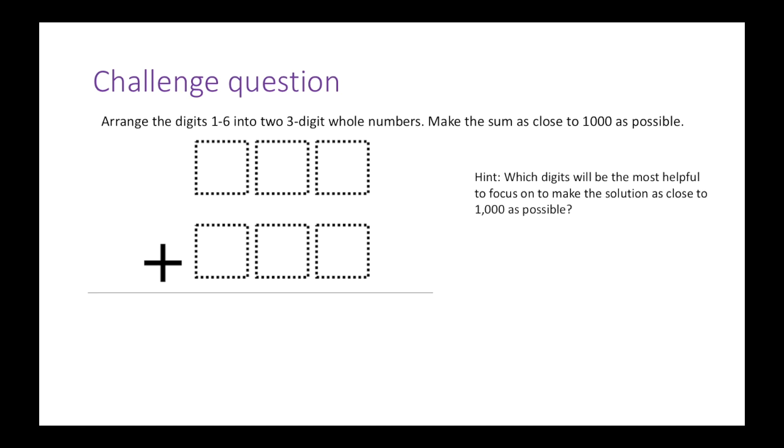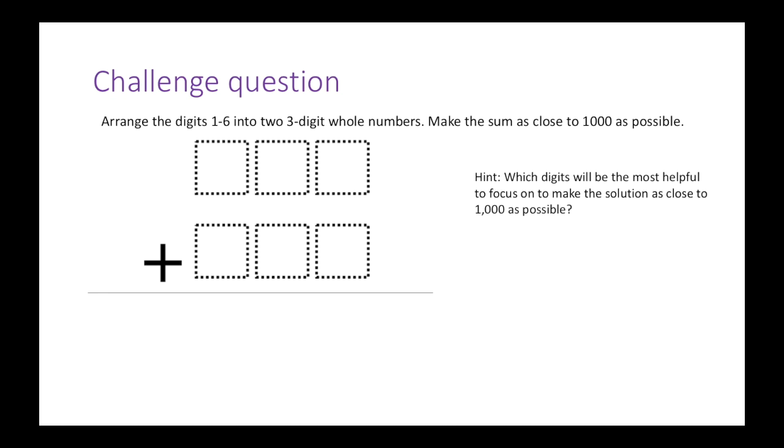Just a hint: which digits will be the most helpful to focus on to make the solution as close to 1,000 as possible? Think about your hundreds, your tens, and your ones and what you need to have in those in order to get as close as you can. Remember, regrouping might be key here.